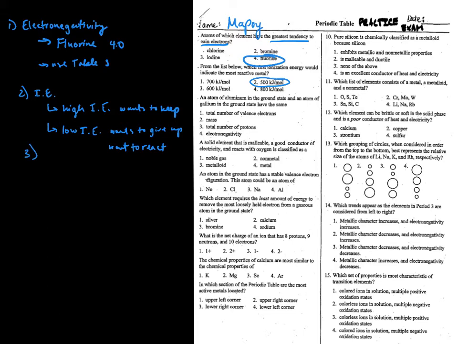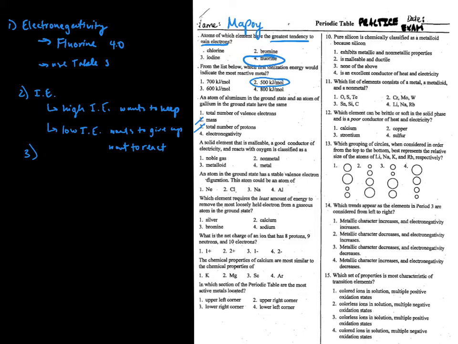Alright, number 3. An atom of aluminum in the ground state and an atom of gallium in the ground state have the same what? So aluminum and gallium. Let's cross off some choices. They obviously have different masses because they're different elements. And because of that, they also have a totally different number of protons. Different elements have different numbers of protons. It's what identifies them.